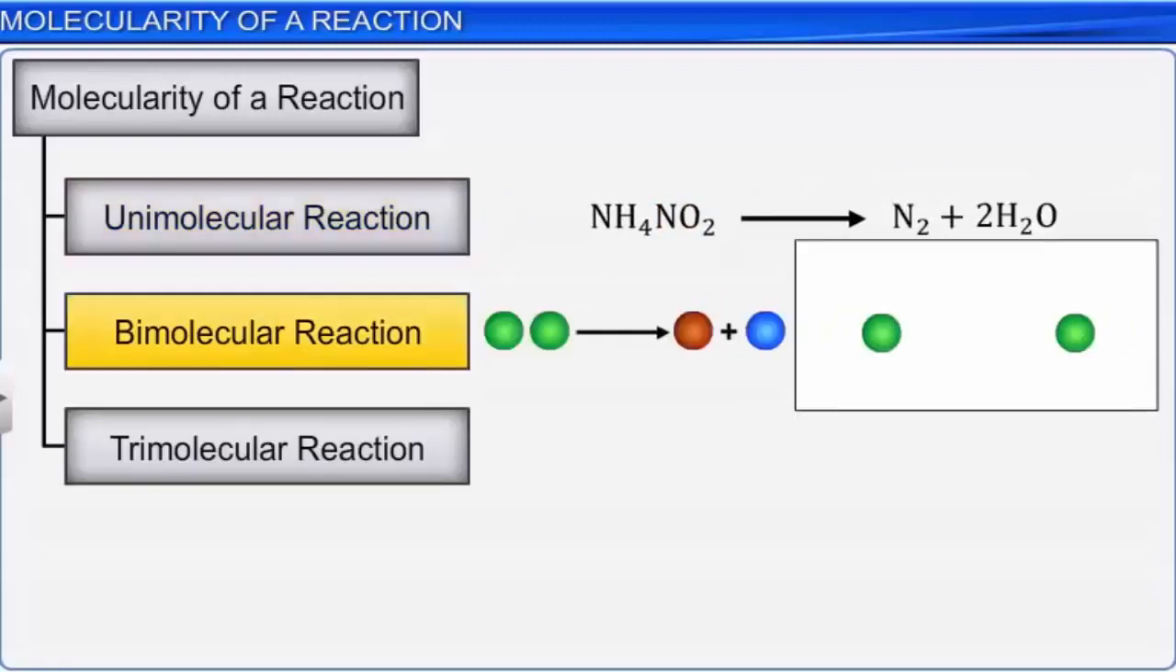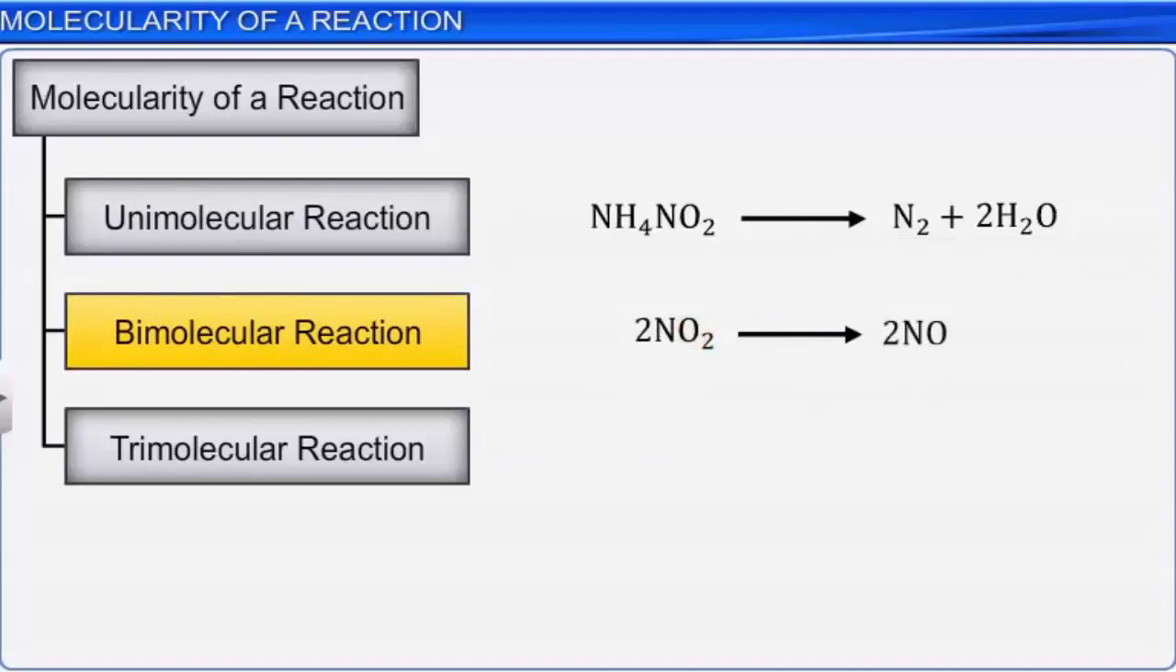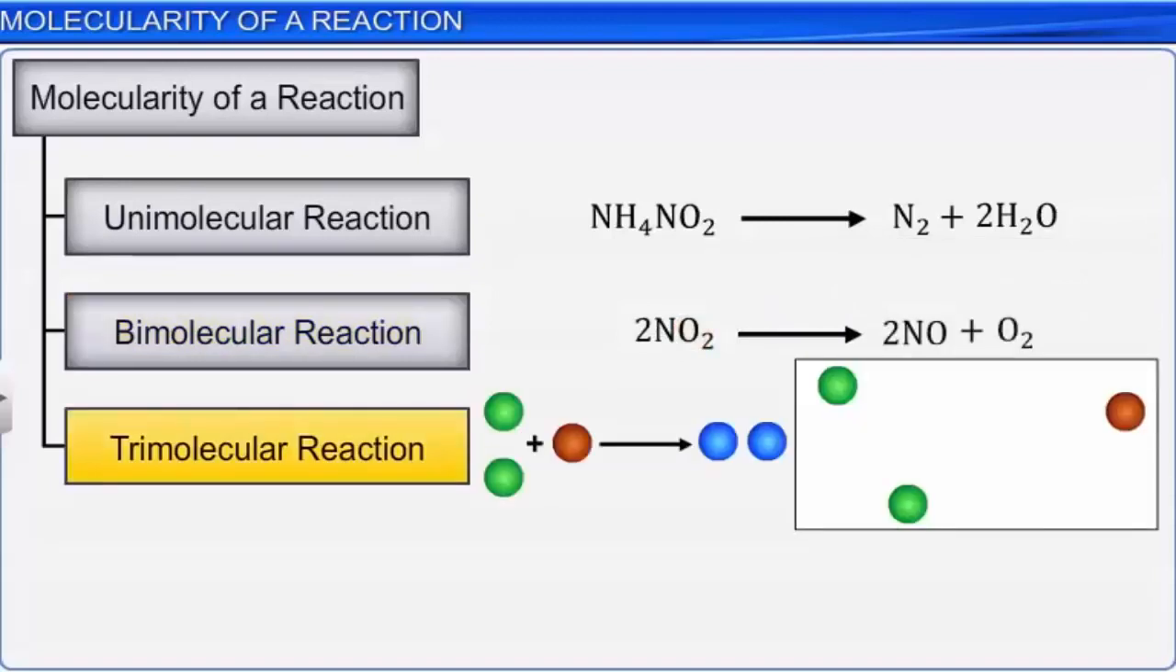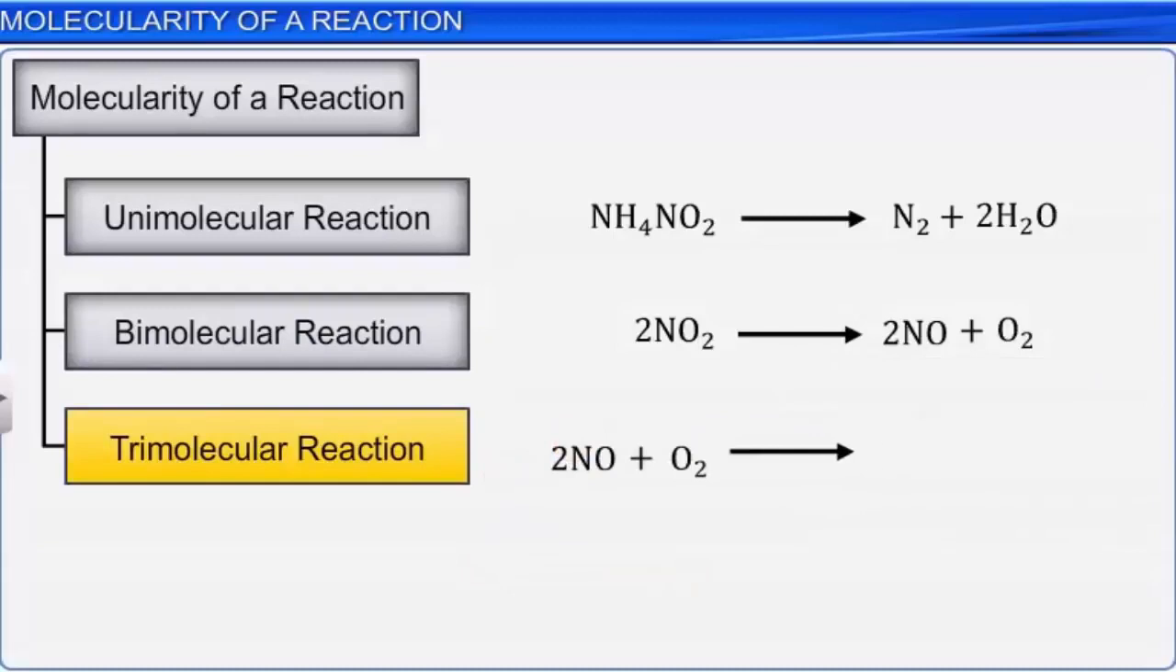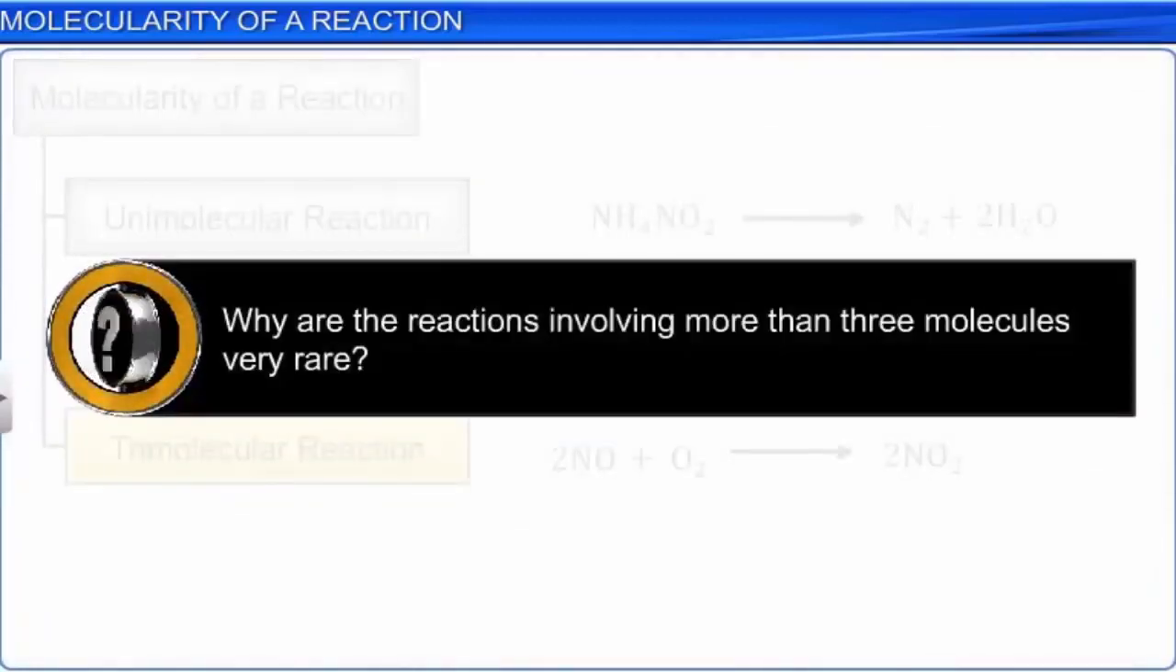Bimolecular reactions involve two molecules. For example, the decomposition of nitrogen dioxide. Trimolecular reactions involve three molecules. For example, the combustion of nitric oxide. Why are the reactions involving more than three molecules very rare?